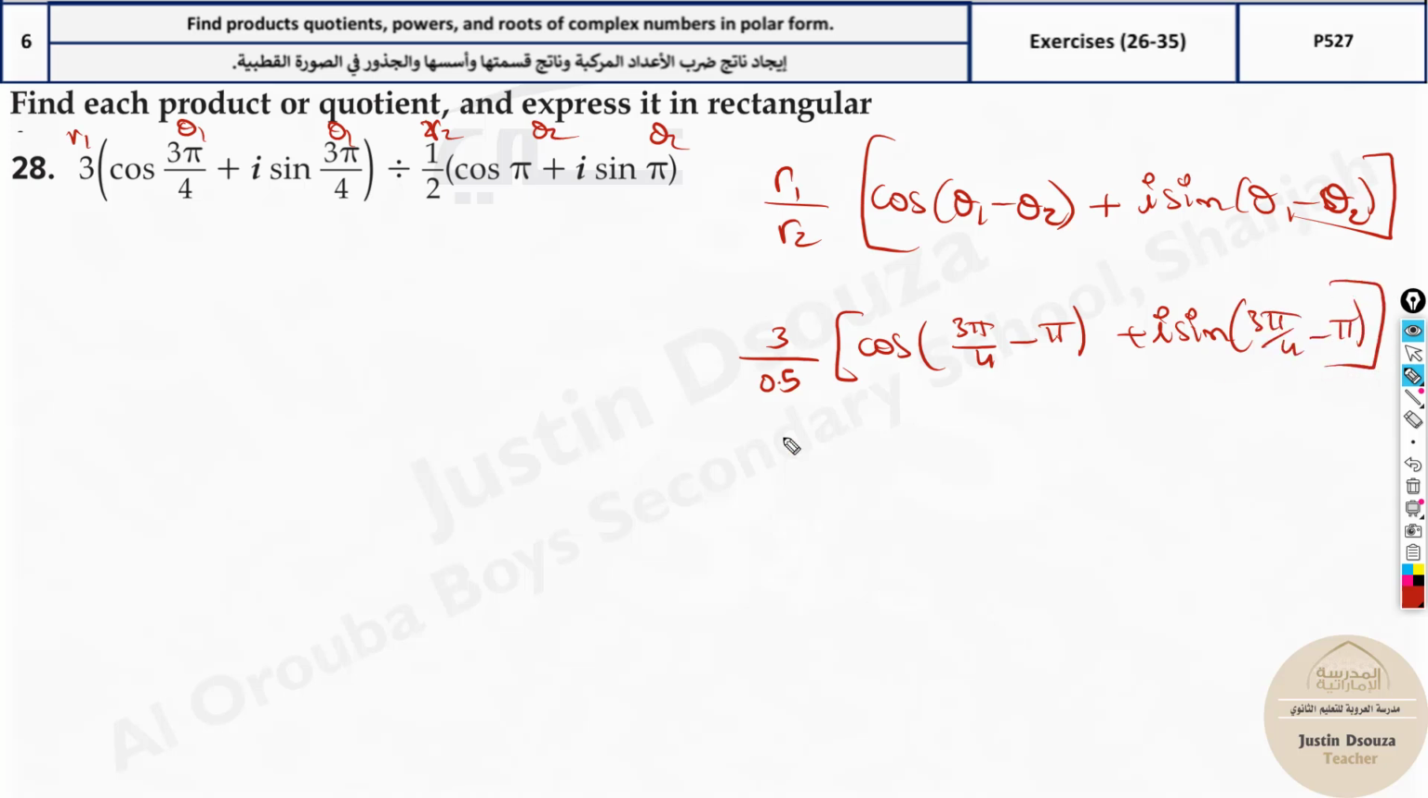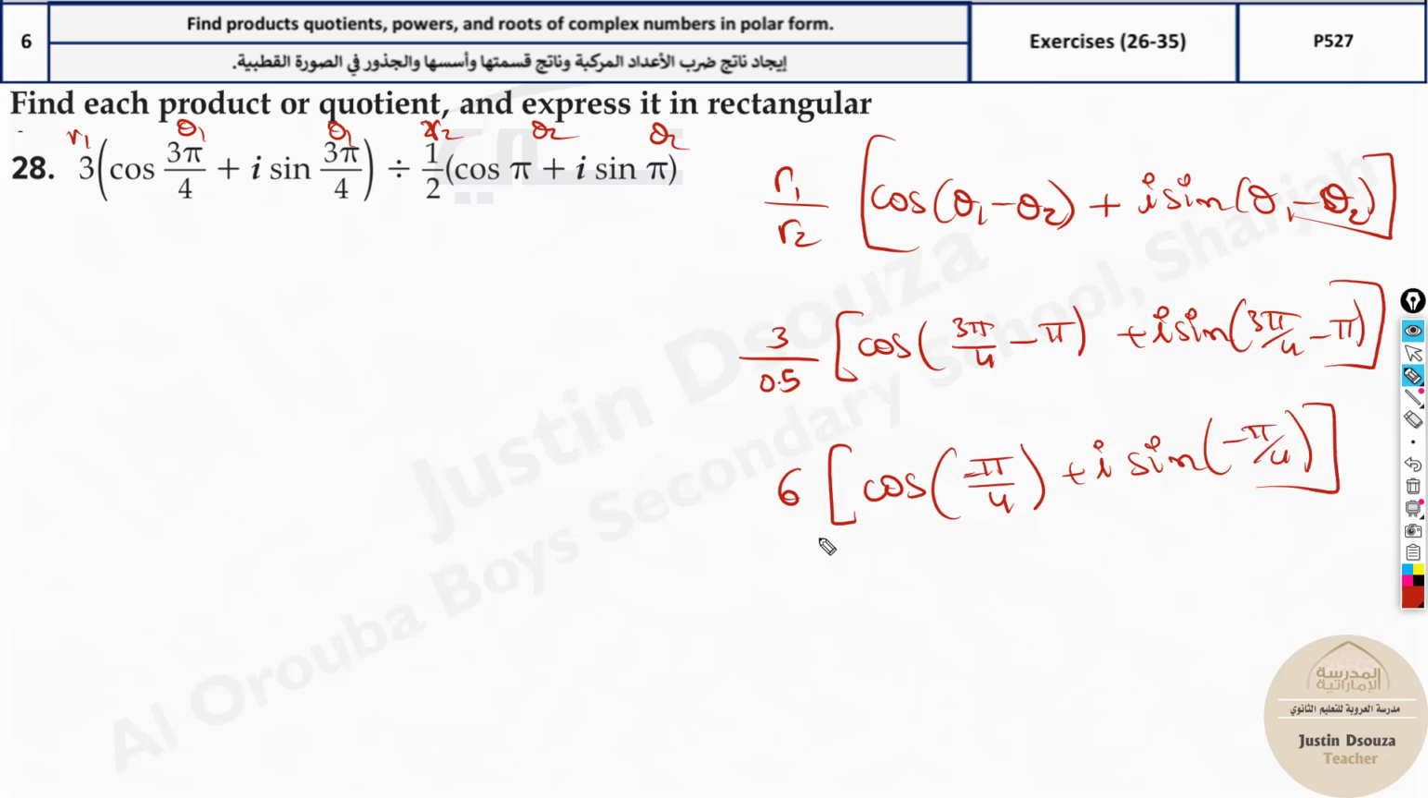And what's happening over here? This is 3 divided by 0.5 is 6. We have cosine. Now what is 3/4 pi minus pi? It will be negative pi by 4, okay? Plus I sine, again the same thing, negative pi by 4. That's it. Now over here, this is the polar form, but we do not need this. What do we want? We need the rectangular form. So we just use the calculator and solve this now.